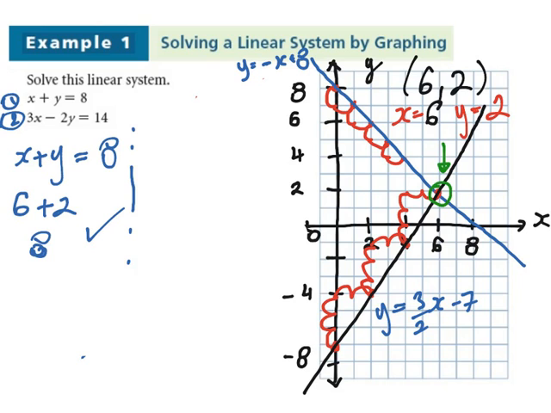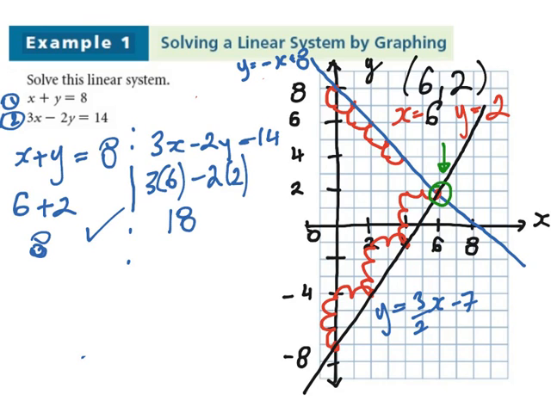What about our second equation? 3x minus 2y is equal to 14. If we plug in a value of 6 for the x and a value of 2 for the y, will this give us 14? 3 times 6 is 18, and 18 minus 4 is 14. So it does work out. So we found a solution to our lines when they intersect, and we verify by plugging those values of x and y into the original equations.